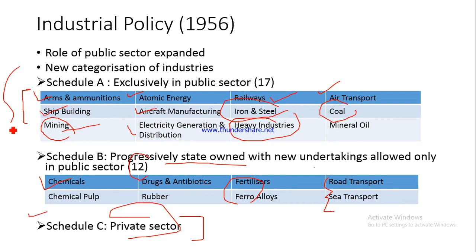So now we basically had three categories of industries. One in which there was absolute public sector dominance, public sector role. There was no role for the private sector whatsoever. The second category was where the role of private sector was to be gradually reduced and the role of public sector enterprises was to be gradually increased. And the third one was which only had private sector contributing. So there was no role which was assigned to public sector enterprises as far as Schedule C sectors were concerned.